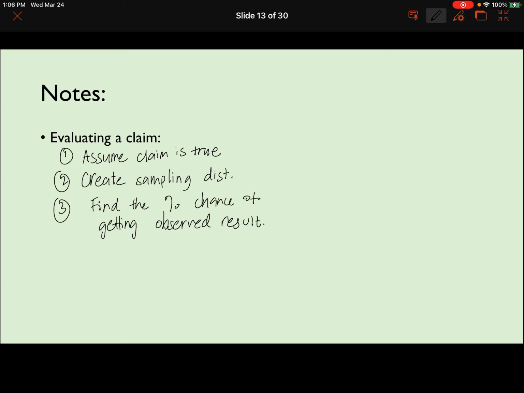All right, so assuming the claim is true, we are going to create a sampling distribution. So I'm just going to make up a dot plot. It's not even going to have labels on it. That's okay. Okay, there's my fake sampling distribution. So whatever our observed result is, we can draw as a line. In the example we just did, it was Washburn's mean. In this case, it's a greater than claim, so we're going to be looking at what's the chance of getting greater than an observed result.